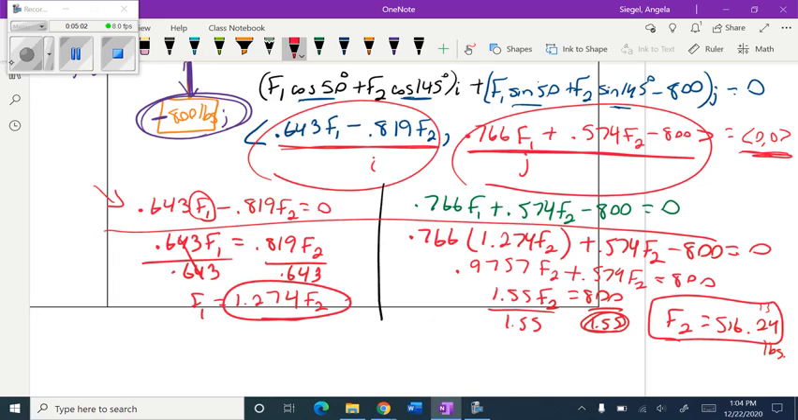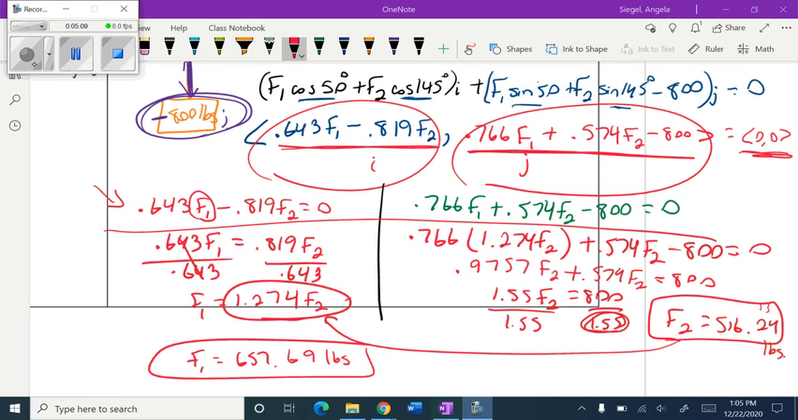So once I have F2, then I can plug that in here and find F1. So go ahead and do that. Okay, so I ended up getting for the first force 657.69 pounds. And again, this differs a little bit. So if you round up to 658, you probably did your numbers correctly. It just depends on where you rounded. And so we found the tension of the two cables. So this is that first force and that's that second force, and that is it.